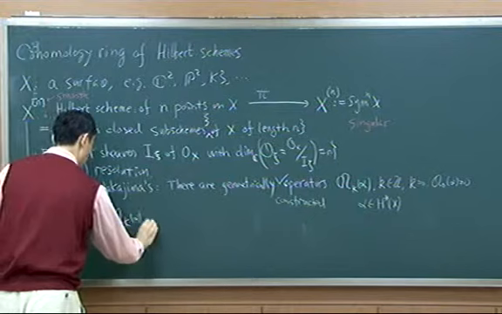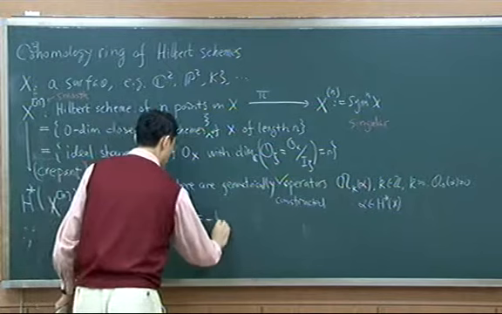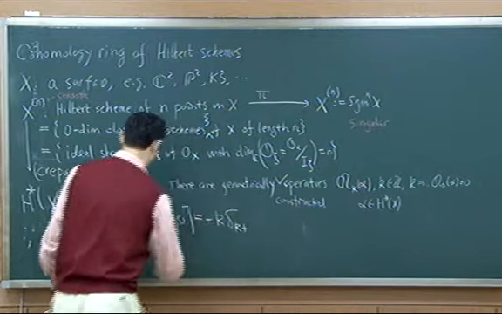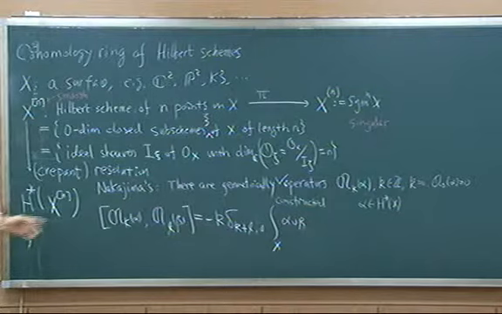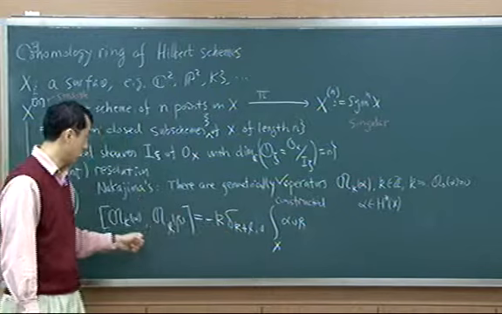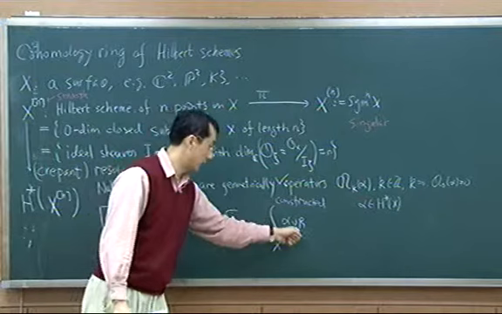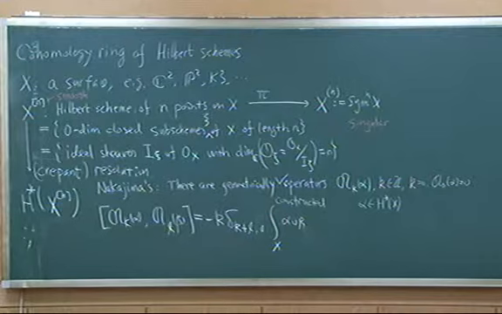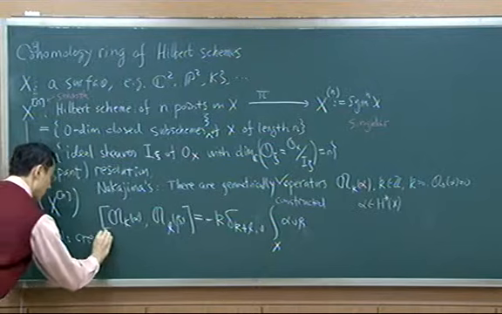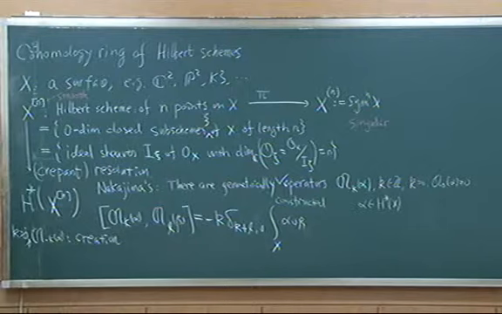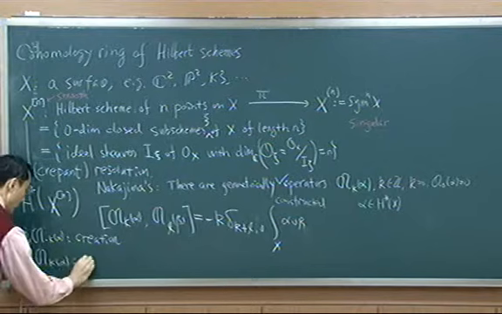[a_k(alpha), a_l(beta)] equals minus k delta_{k+l,0} times the integral of alpha cup beta over X. So most of the time, these two operators commute. But in some cases they do not commute: when l is minus k, and also the integral of alpha cup beta on X is not 0, then they do not commute. That's the commutation relation. For k negative, this is called a creation operator. And for k positive, a_k is called an annihilation operator.